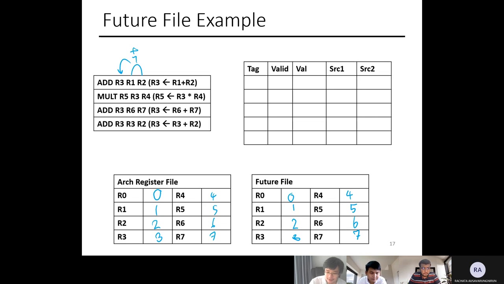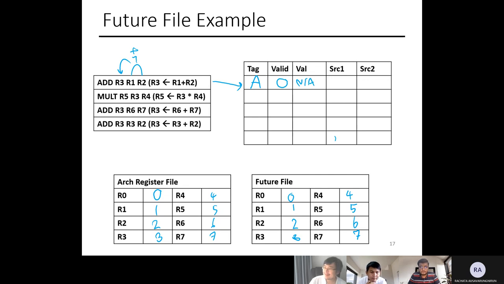So what do we do here? We say, hey, the tag is A. I'll just name the tag; it can be just the ID of the entry, tied to this instruction. Is it valid? Not yet, I'm adding them. What's the value? R3, I don't know yet. I'll just say X, where X means I don't know. In case I use a variable name X, I'll just say not available.